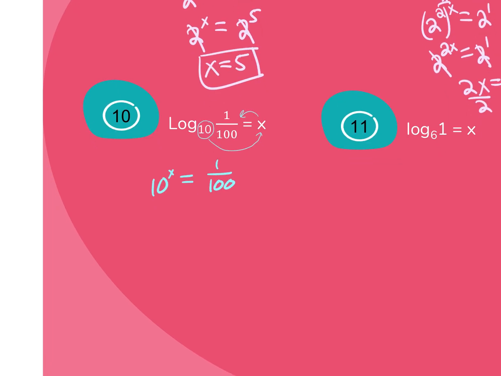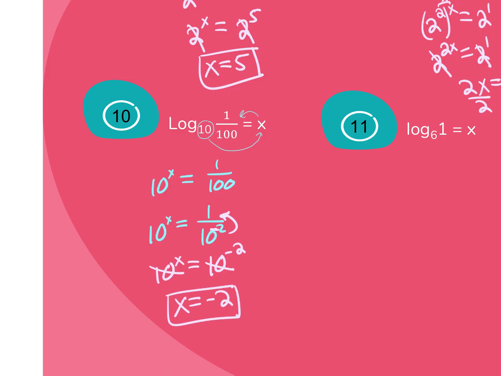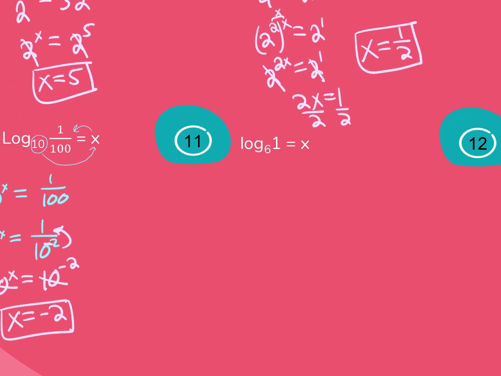And then I'm going to do what I did again in the previous lesson, and I'm going to make this into 1 over 10 squared. But I can always change that exponent, make it a negative, and then move it to the top. So this is going to be 10 to the x equals 10 to the negative 2. The 10s cancel out, and so we get x equals negative 2. All right? Same thing with number 11.